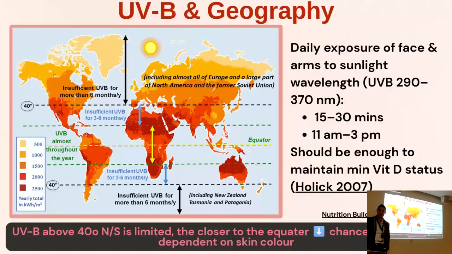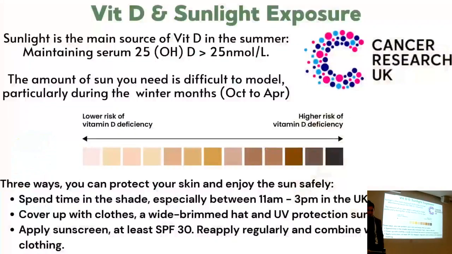How much UVB do you need? Probably around about 15 to 30 minutes' worth of exposure between 11 and 3 p.m. Okay, on the arms and on the face. That's what we're looking at to make sure that we're not deficient. Again, we have to factor in skin type. So the darker your skin, the higher your chance of deficiency. However, this is offset against the risk of skin cancer, of course.